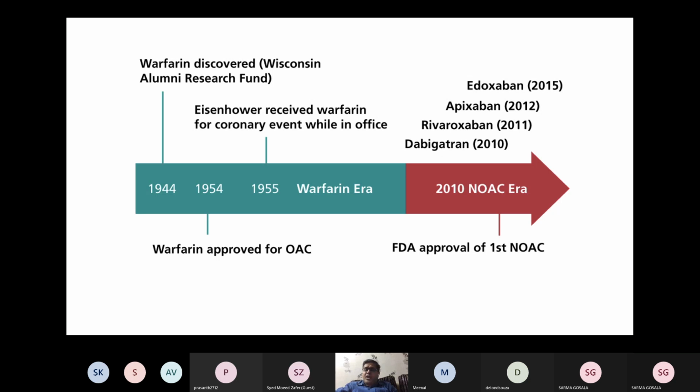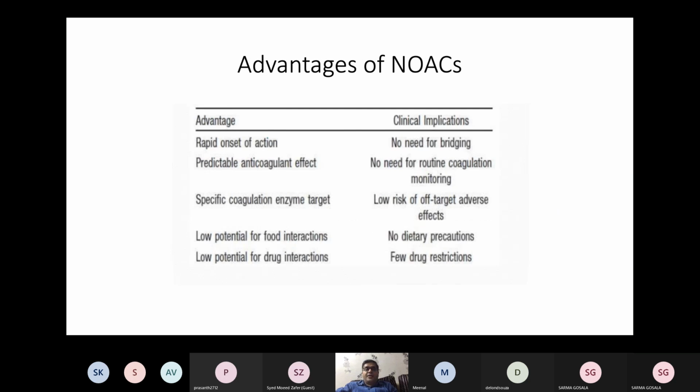But speaking about NOACs, dabigatran was not the first NOAC to be tested. Before that, what are the advantages of NOACs? They have a rapid onset of action, so there is no bridging required with heparin. There is a predictable anticoagulant effect, so you don't need routine coagulation monitoring. There are certain situations where you need to do that, and I'll come to that later. And there is a specific coagulation enzyme target rather than multiple levels of action like in warfarin. It has a specific effect on thrombin.